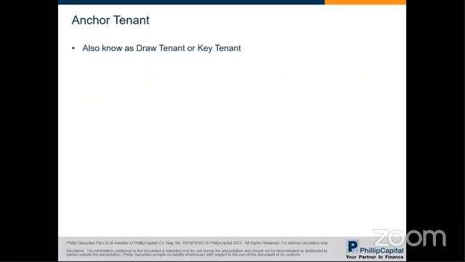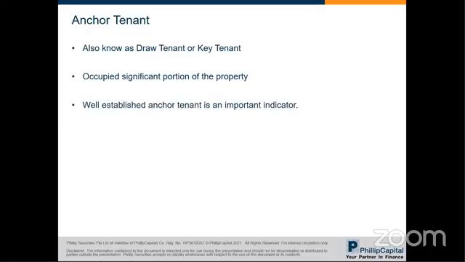Next thing is that when we look at some of these, maybe this one mainly more towards the retail mall, we usually look out for anchor tenants or the draw tenants or the key tenants. Usually all these occupy a significant portion of the property, or they are very able to draw the crowd. Usually look at these supermarkets. So usually a well-established anchor tenant is a very important indicator.